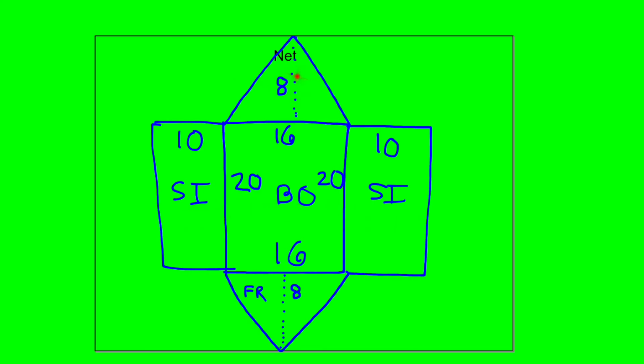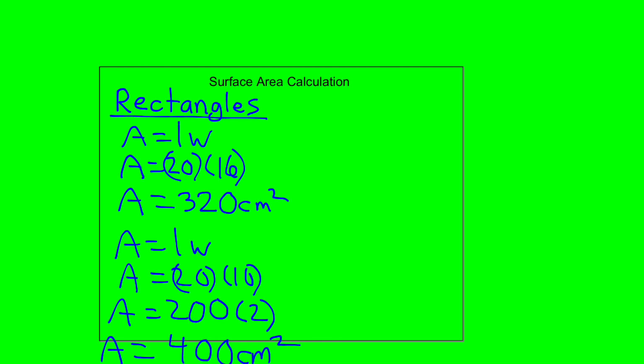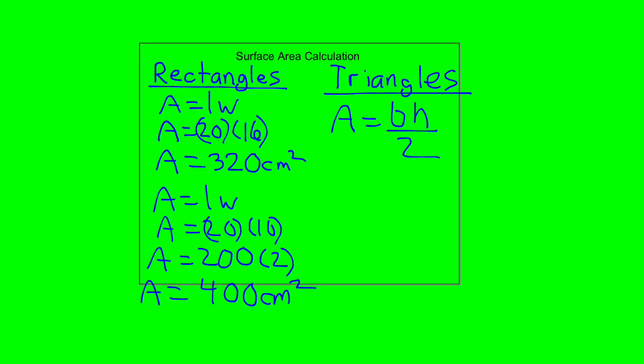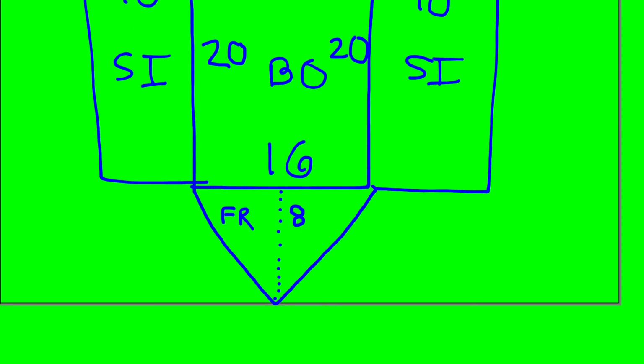Now it's time to do the area of the triangles, which we learned about yesterday. So over here, I'm going to write triangles. And we know the math equation for area of a triangle is area equals base times height divided by 2. So let's take a look at our triangles. We'll start with one of them. They're both the same, right?